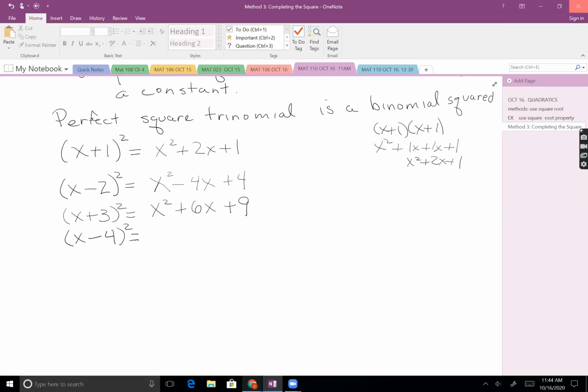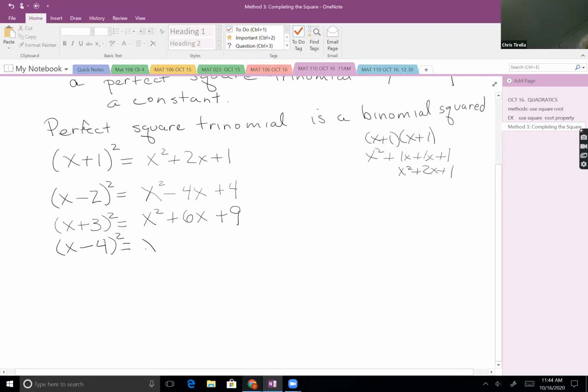Okay. So this one, when you multiply it out, what do you get? I'm betting it starts with x squared. I'm betting it ends with plus 16. And what's in the middle? Minus 8x. Minus 8x. And so let's look at what all of these have in common and see if we can generate that rule for a plus b squared.